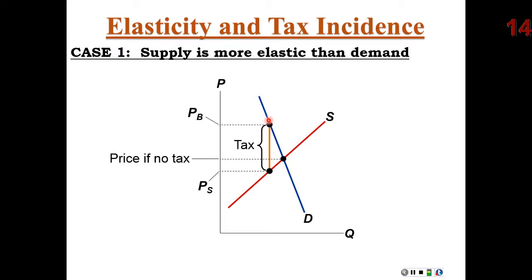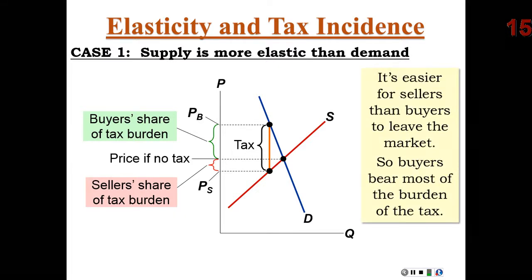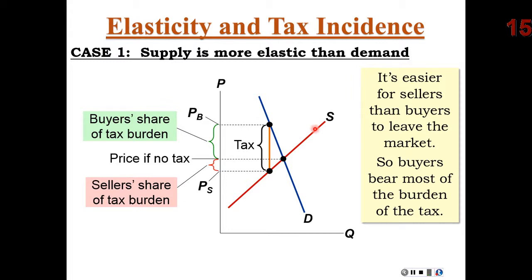Okay, well, we can see here that the new price buyers pay would be much higher than the original price they paid, whereas the sellers would be receiving relatively not very much less compared to what they received before. The burden would be unequally shared by the buyers as opposed to the sellers. The buyers would have a larger burden, and this makes sense if you think about the fact that supply is relatively elastic in this case.